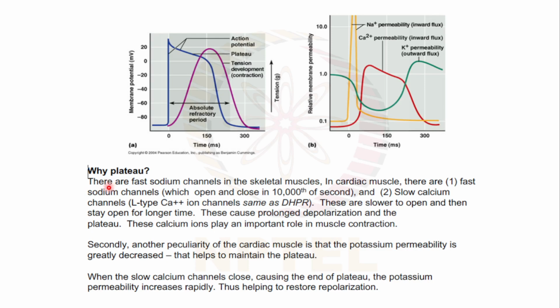Now again we'll see why plateau. So there are fast sodium channels in the skeletal muscle. In cardiac muscles, there are fast sodium channels also, which open and close in 10,000ths of a second, and slow calcium channels. You must remember that when we were discussing the skeletal muscle, the DHPR were called the L type of calcium channels. L type means long lasting calcium channels. These are the slow calcium channels. Here also these are called the L type of calcium ion channels, same as the DHPRs.